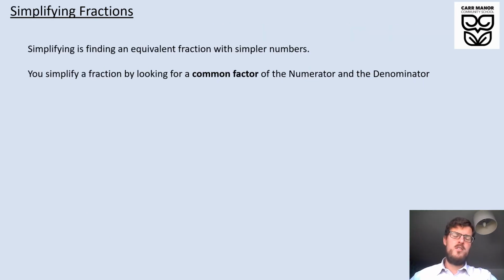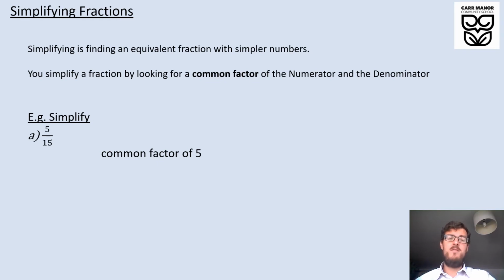Now simplifying fractions is exactly the same as finding equivalent fractions, but with equivalent fractions we were multiplying to make both the numerator and the denominator larger. Simplifying is making both the numerator and the denominator smaller. So instead of multiplying, we're going to be dividing. Now to find out what we need to divide by, we need to look for a common factor. So if we had to simplify 5/15, we'd be thinking, what's the common factor of 5 and 15? Well, we can see that it's 5. So we'd divide them both by 5, and we'd end up with 1/3. So 5/15 is equivalent to 1/3. We've simplified 5/15 to 1/3.